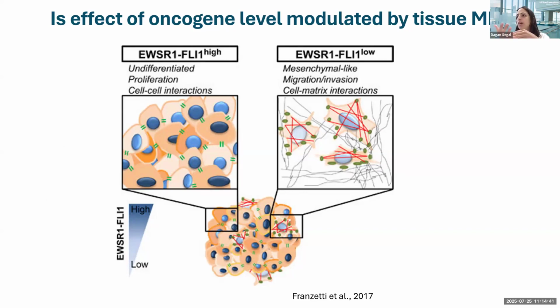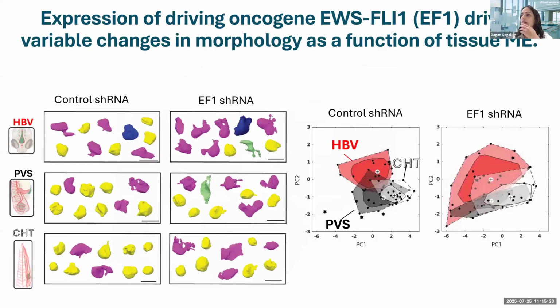We then turned to an existing model in the literature in the Ewing sarcoma field, that levels of the driving oncogene themselves drive different cell states. Namely that low oncogene expressing cells are more mesenchymal-like and favor migration and invasion phenotypes over proliferation. And these studies were based pretty much entirely on cell culture studies. So we wondered if this observation held true in our system, and further, if the effective oncogene level could be modulated by the different tissue microenvironments.